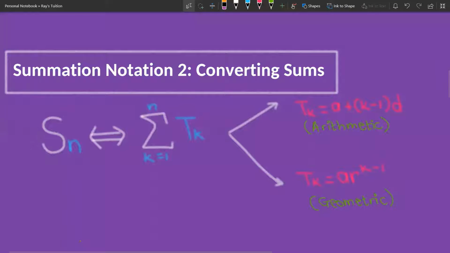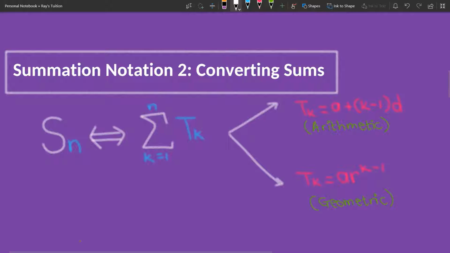Hello everybody, and welcome to this video on summation notation. In this video, we're having a look at how to take a sum and calculate the sum using either the arithmetic or geometric formulas. So what we have are three things over here.